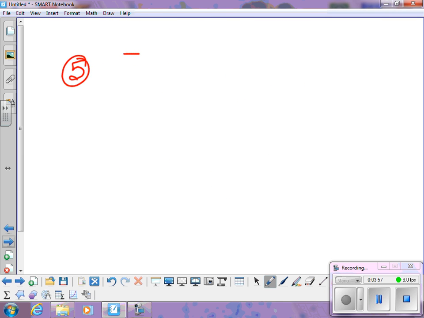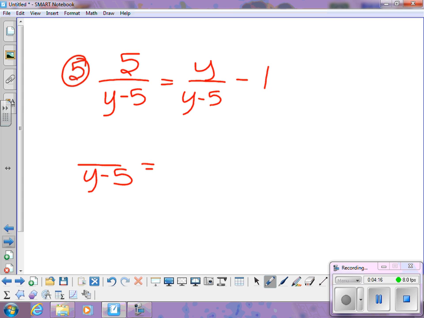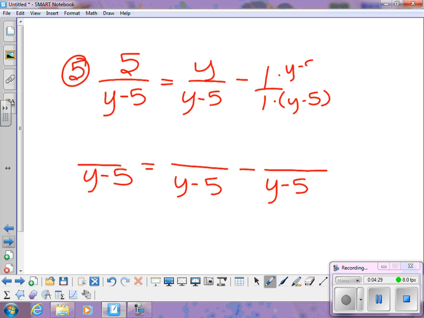Number 5, I got 5 divided by y minus 5 equals y divided by y minus 5, minus 1. What's the least common denominator going to be? y minus 5. So I'm lucky because 2 of them already match that. So the only one I need to match that is the last one. That's like saying 1 over 1, right? What do you have to multiply this by? y minus 5, y minus 5. So I have 5 equals y, minus 1 times y minus 5.